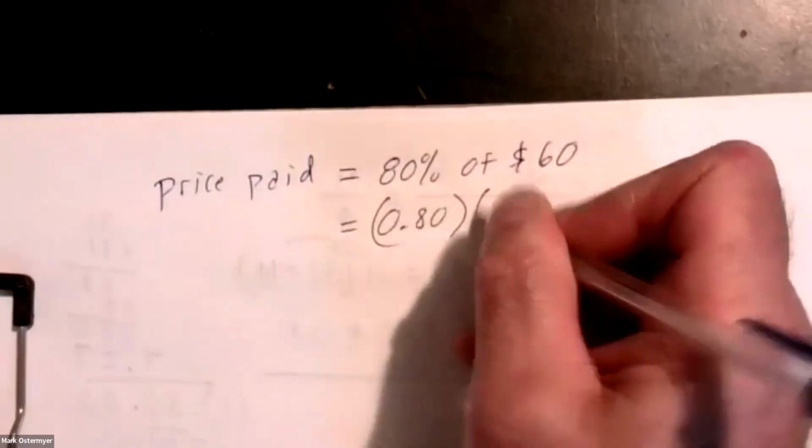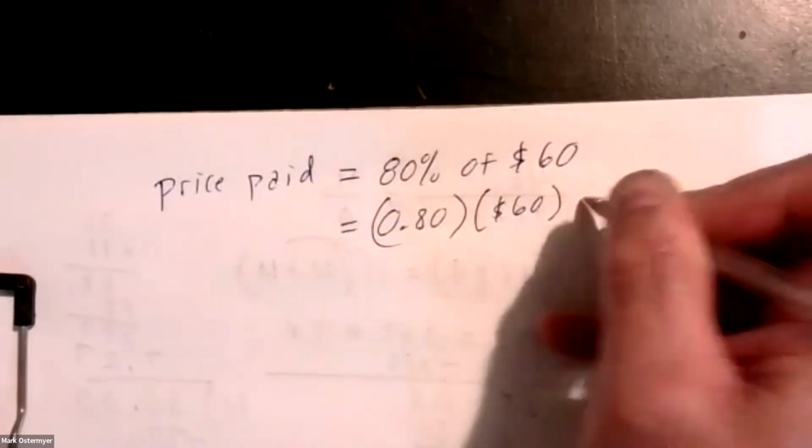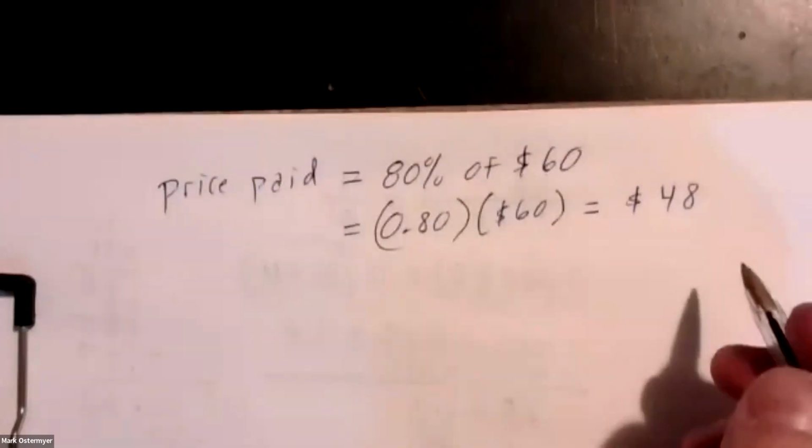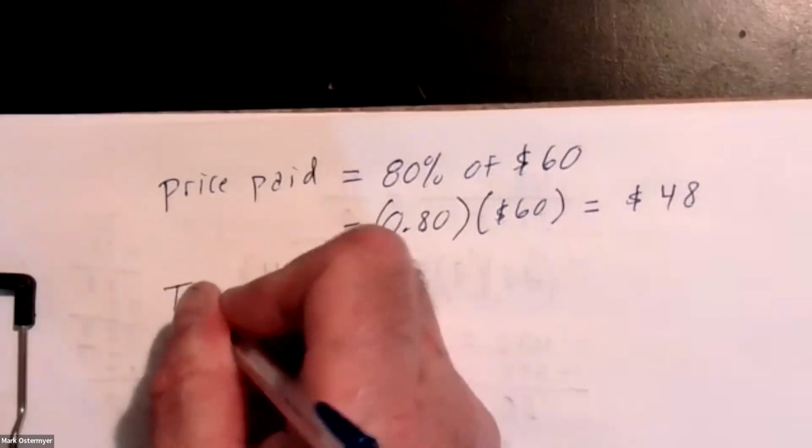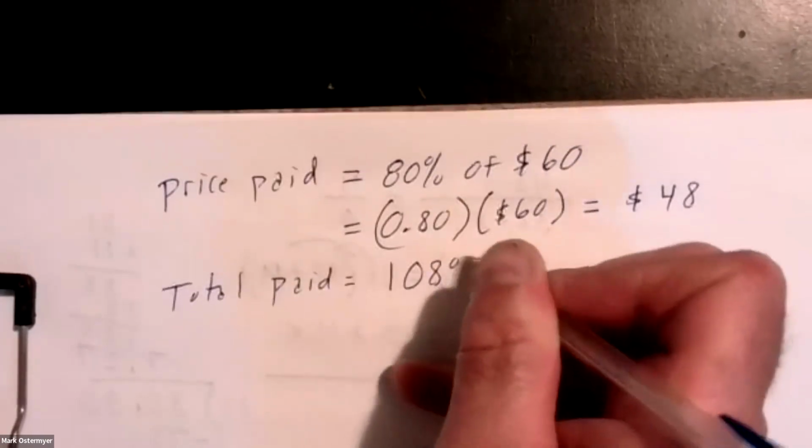This means 80% times $60, which is the sale price. You'll pay $48, correct? Exactly. But there's an 8% markup on this price because of sales tax, correct? So the total will be 48 plus the tax, 108%, which is $3.84, so the total amount is $51.84.